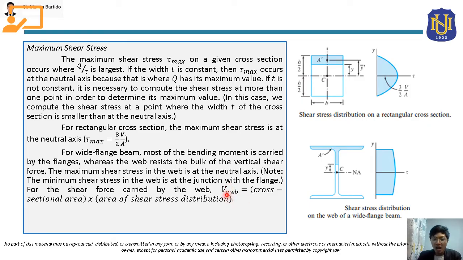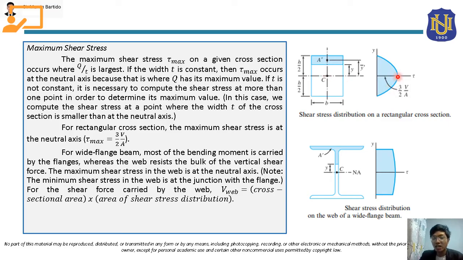So, ito yung shear force carried by the web, or V sub web, is equal to the product of the cross-sectional area nung web natin and the area of the shear stress distribution. Okay, so class, ganito, pag-usapan natin yung shear stress distribution. So class, for rectangular cross-section, as I've mentioned kanina, yung maximum shear stress niya, class, nandito sa neutral axis.